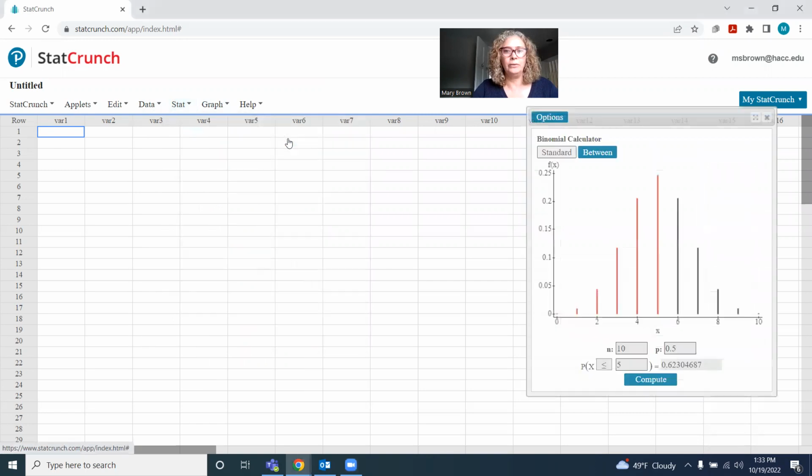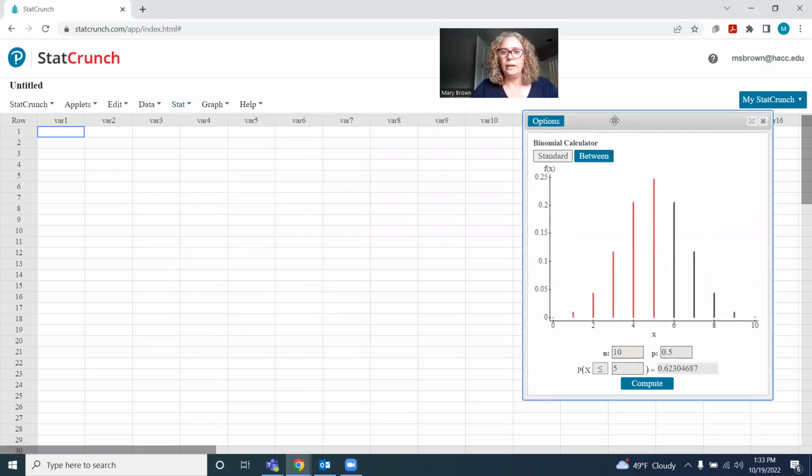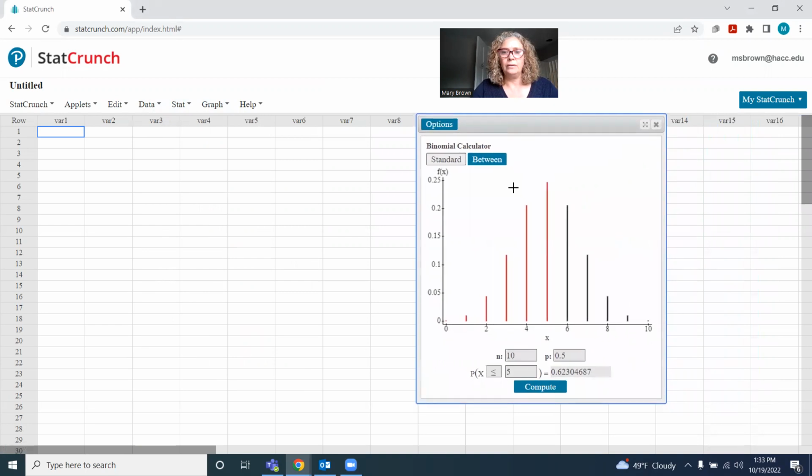So choosing binomial, we have the options to put in the number of trials, the probability of a success on any one trial, and then we can manipulate the probabilities that we're looking for. So let's say that we have a 30% chance of selecting a student in the class who has blue as their favorite color. From that survey that I did earlier in the semester, 30% of the students said blue was their favorite color.